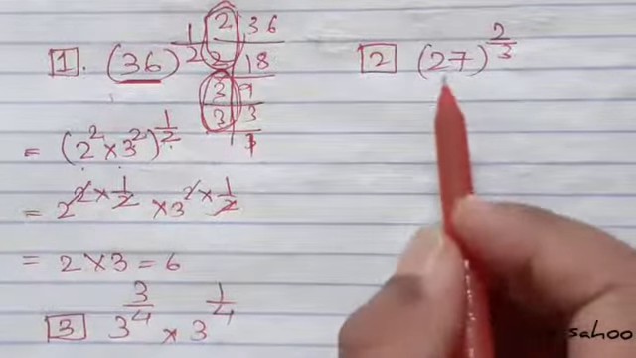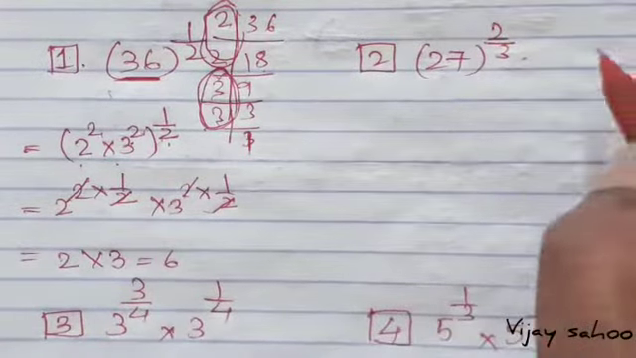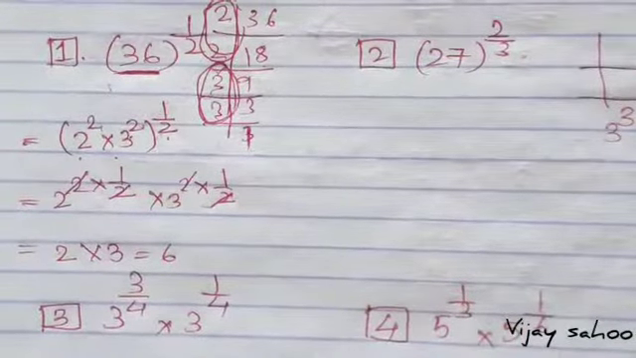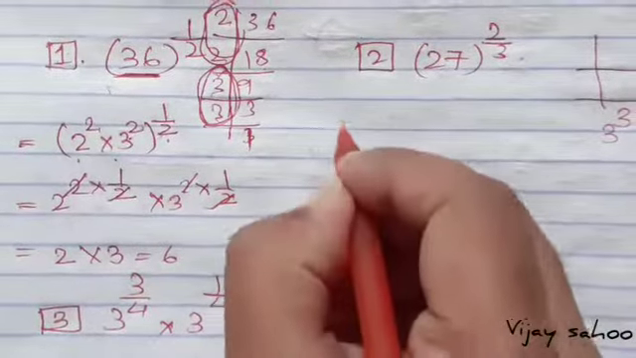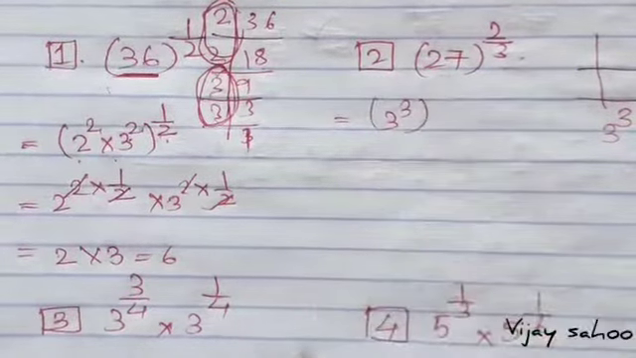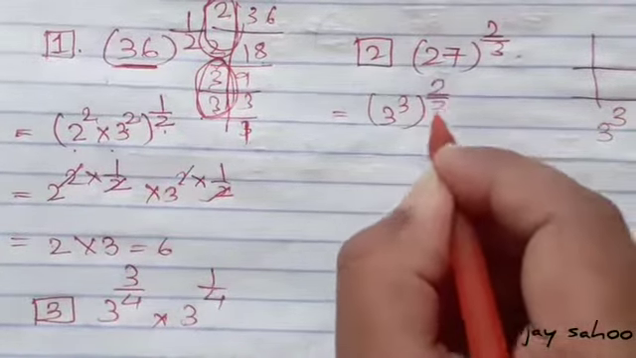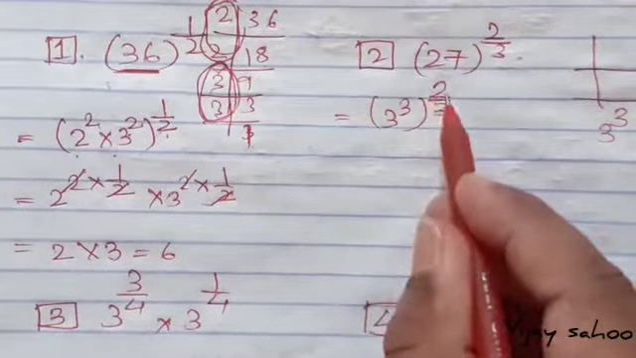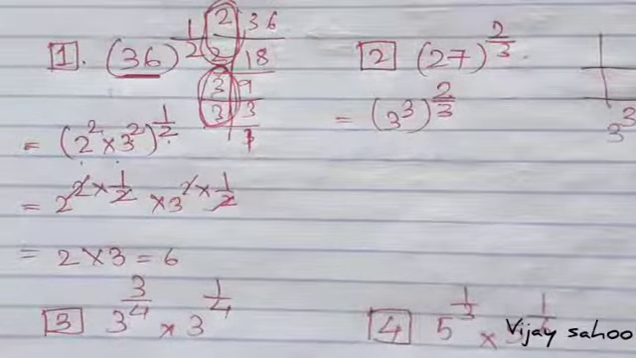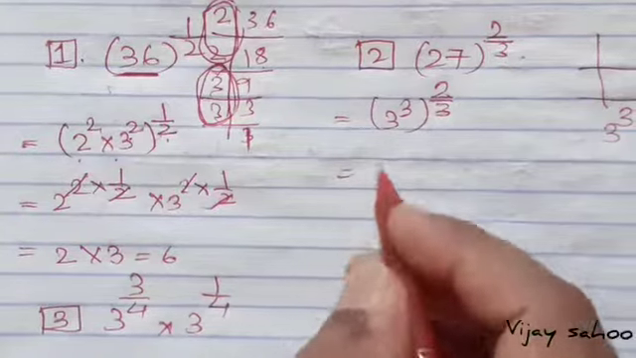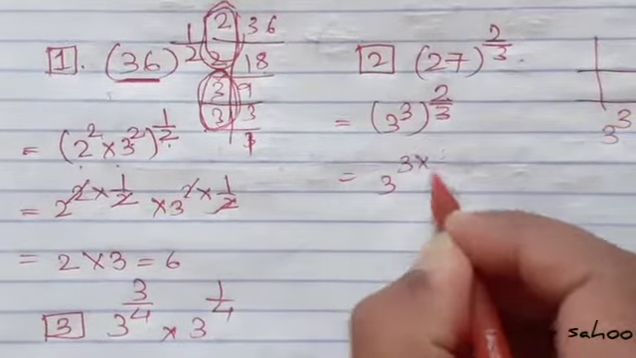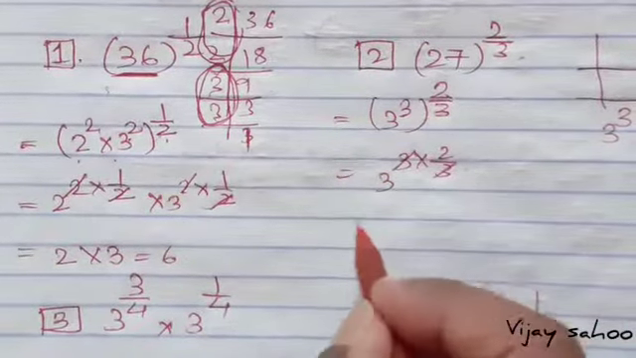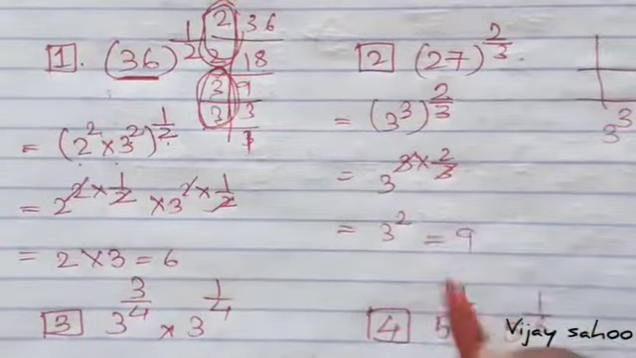Same way, next question is 27 power 2 by 3. Now if I do the prime factorization, I am writing directly, I will get 3 cube. So inside the bracket I can replace it with 3 cube. The power will be as it is. As we know that if a power and again a power is there, then they will be multiplied, so we will apply that law: 3 into 2 by 3. Now can I cancel this 3? So what is left out? 3 squared, that is 9.